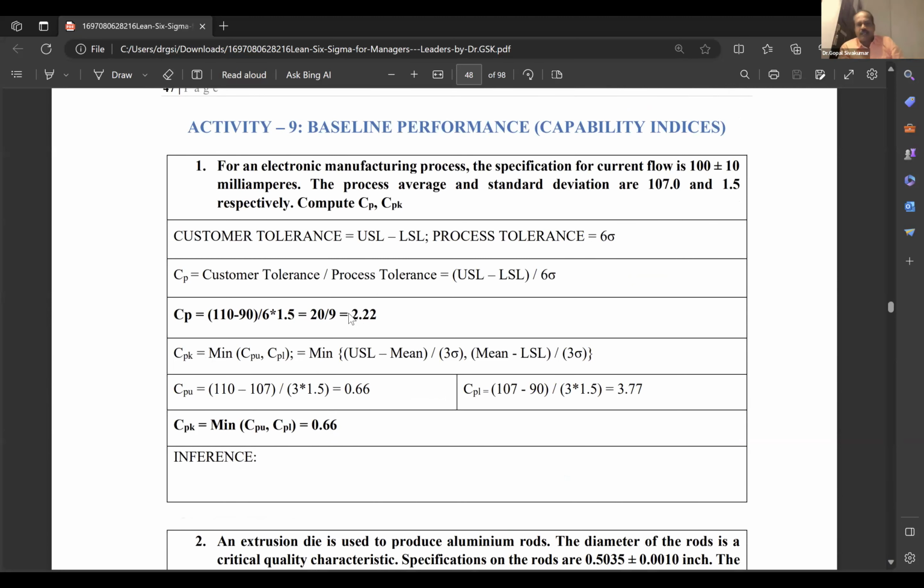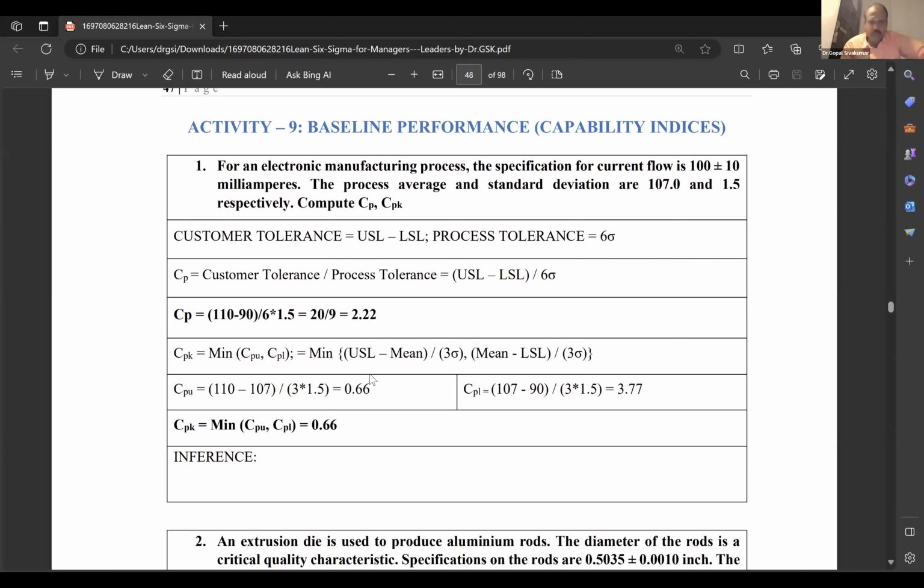There are two things we calculate, no? For example, see here. Cp upper is how much here? 0.66. Can you see? Cp lower is 3.77. So which is under trouble, upper or lower? Upper. That means your process is shifted to the right. Now you have to push it towards the left.